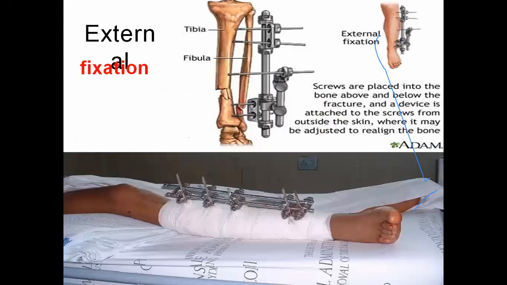And coming to the external fixation, screws are placed into the bone above and below the fracture, and a device is attached to the screws from the outside, where it may be adjusted to realign the bone. I think most of you have seen this. Do you remember most of the ortho patients in the ortho ward have this external fixation? I have observed you guys also helping doctors with dressing. So in the external type, screws are placed above and below the fracture, and the device is outside of the skin where it can be adjusted to realign.